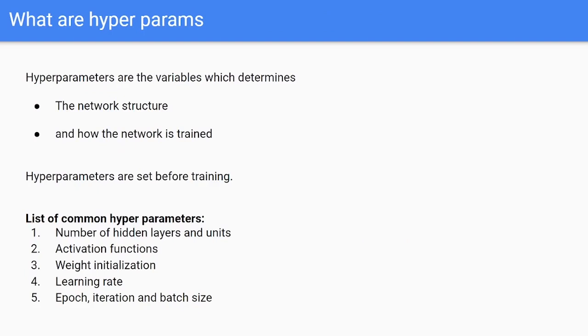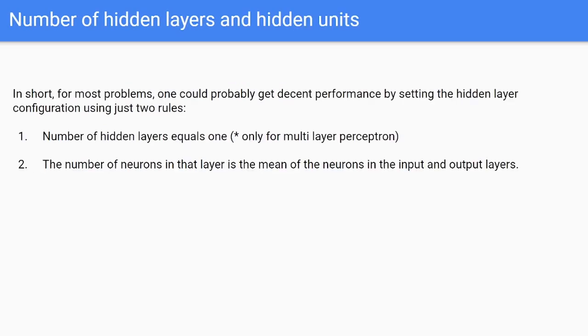Hyperparameters are the variables which determine the network structure, for example, the number of hidden units, and the variables which determine how the network is trained, for example, the learning rate. Hyperparameters are set before training, that is, before optimizing the weights and biases. Here is the list of common hyperparameters. Let's have a look at each one of them.